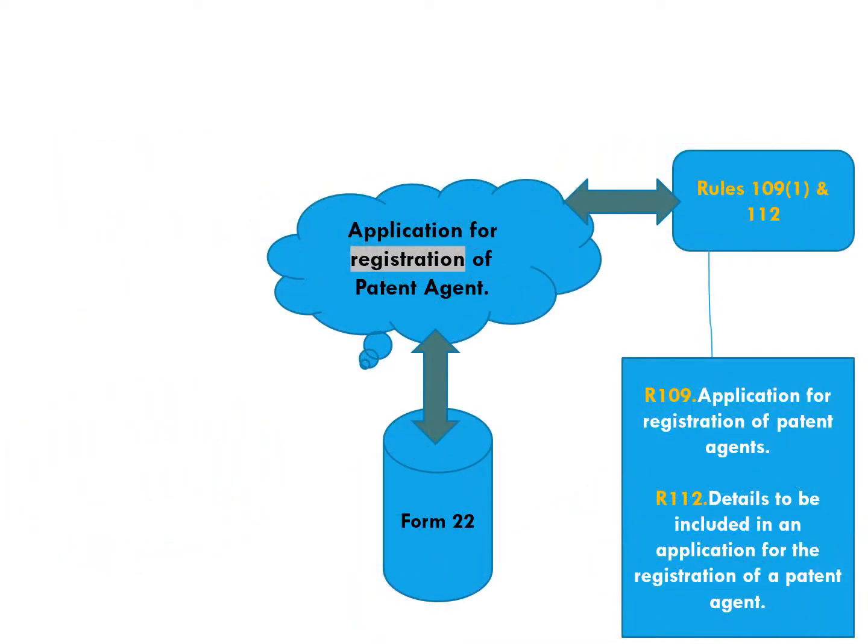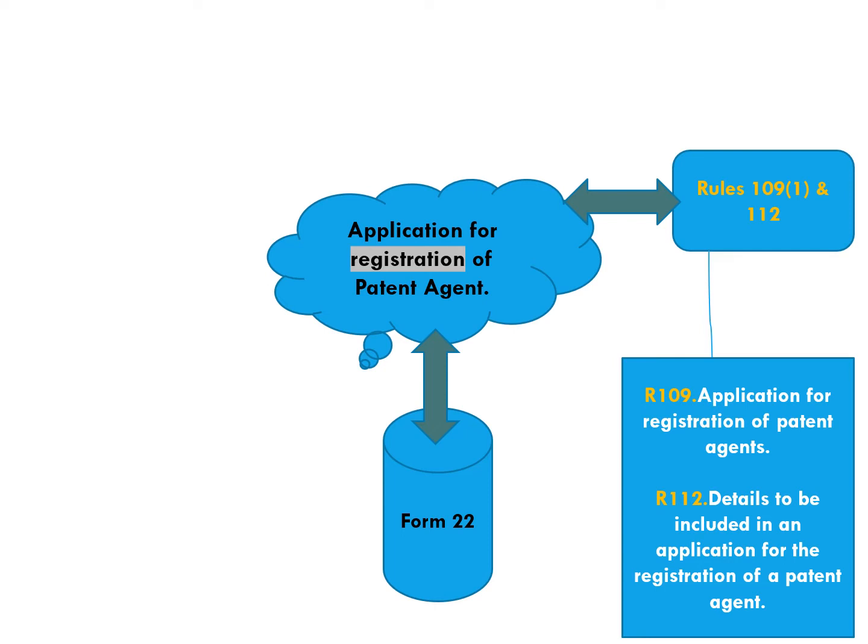Okay, next we'll go to form number 22. The title is Application for Registration of Patent Agent. The related rules are rule 109 sub rule 1 and rule 112. Rule 109 says application for registration of patent agent, and rule 112 says details to be included in an application for the registration of a patent agent. Here only the application is mentioned, and what details need to be filled in the application is written there.